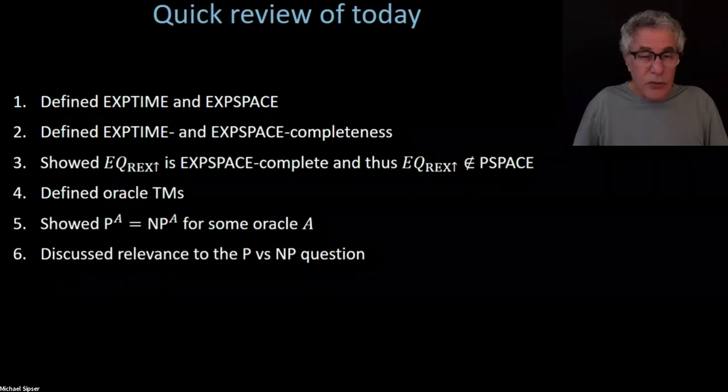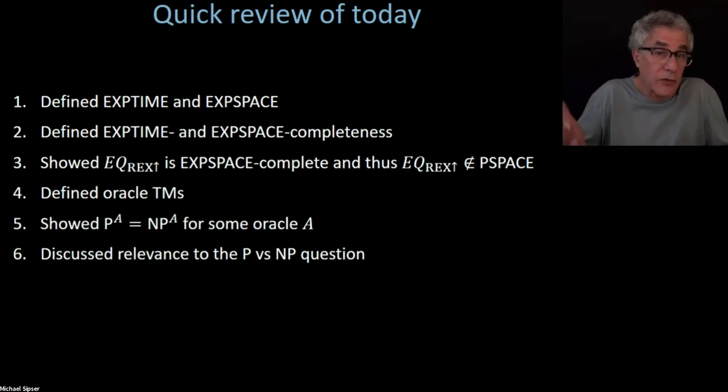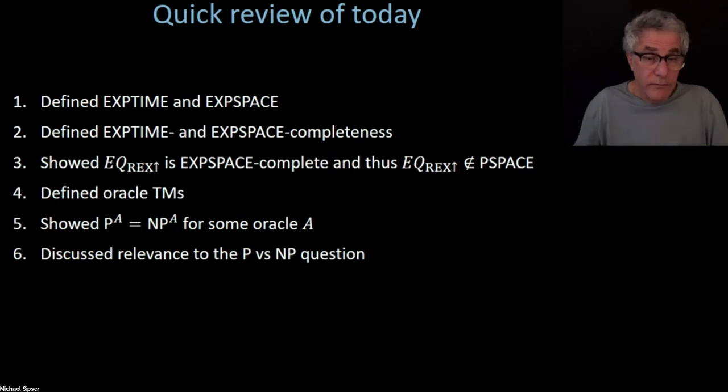What is not known to be true? What is not known to be true is that NP with a SAT oracle equals co-NP with a SAT oracle or equals P with a SAT oracle. Nothing is known except the obvious relations among those. Those are all unknown and just not known to be true or false.